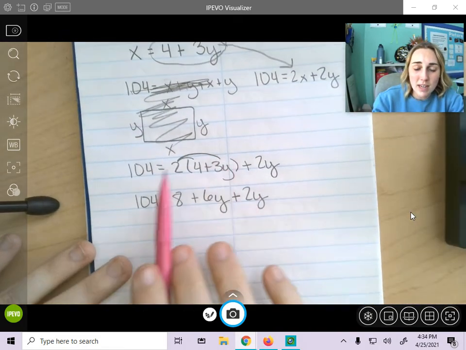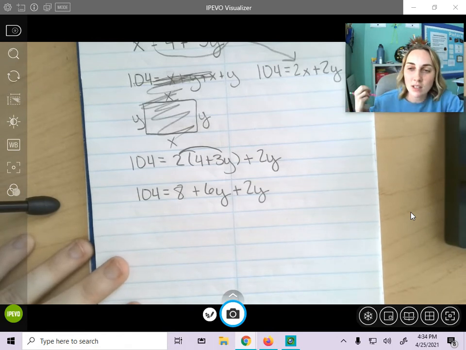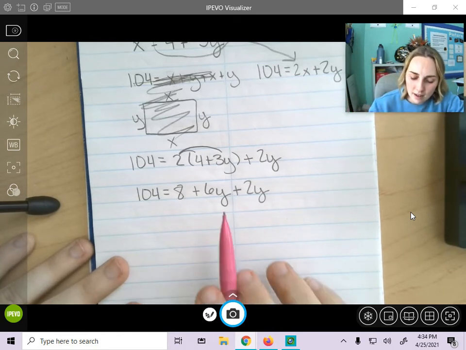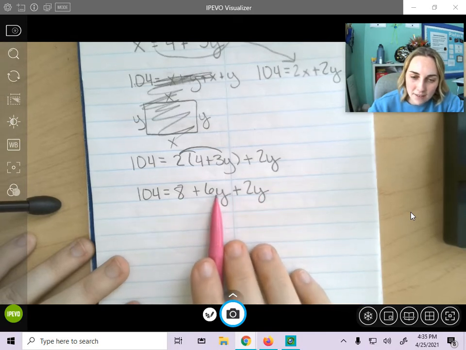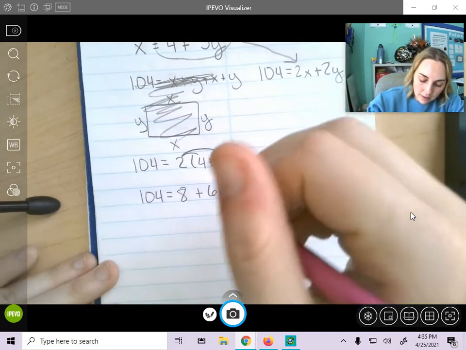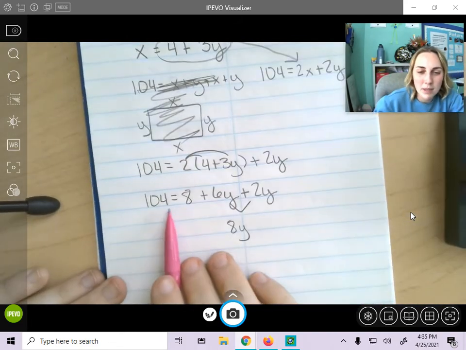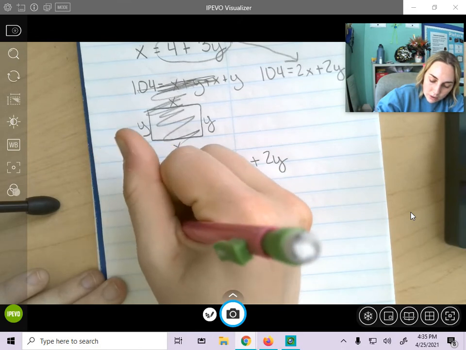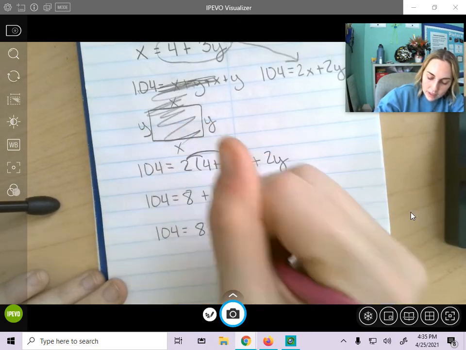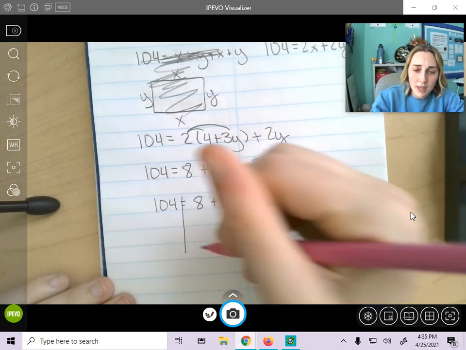All right. So now that I've distributed, the second step to solving a multi-step equation is to combine like terms if you can. On this side of the equal sign, I have these two like terms. They both have y next to them, so I need to add them. So 6 plus 2 is going to give me 8y, and then I'm going to bring down the rest of the problem. 104 is equal to 8 plus 8y. Nice. Now I have a two-step equation where I can solve for y.